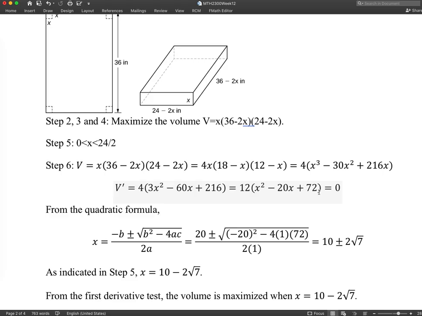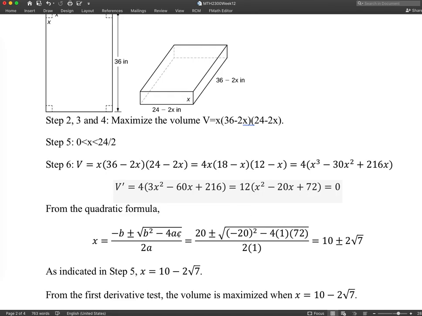And this is really to find the critical points, to solve this quadratic equation, right? Usually, we solve a quadratic equation using factorization. But not in this case, it cannot be factored. So you really want to consider using the quadratic formula. The quadratic formula gives us 2 solutions, 10 plus 2 times square root of 7, then 10 minus 2 times square root of 7.